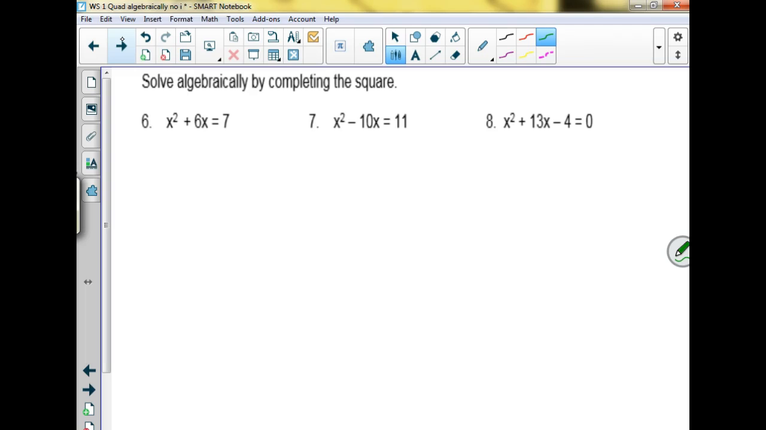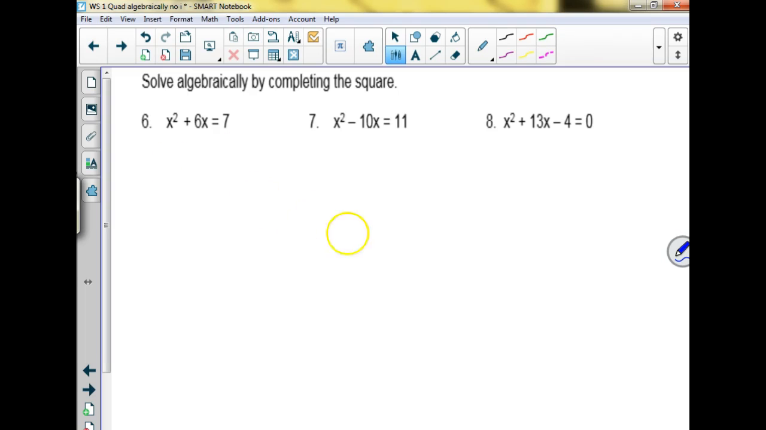Then we have completing the square. Okay, this is nobody's favorite, but it becomes very important later in the course. And you have to do these by completing the square on the quiz because that's what the directions say. So if your work doesn't match, you didn't show completing the square, you won't get credit.